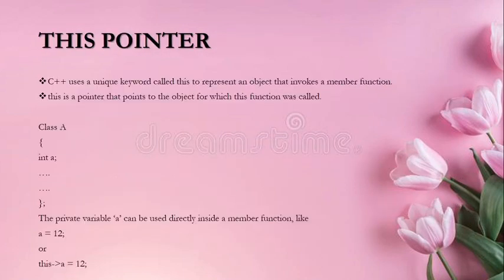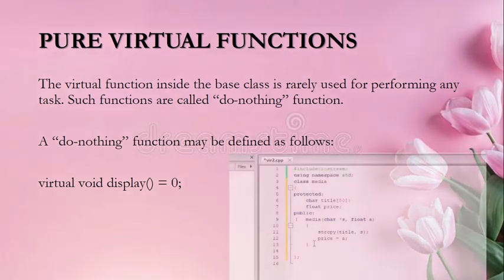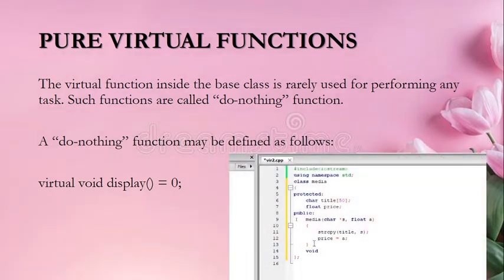First, we see about pure virtual functions. The virtual function inside the base class is rarely used for performing any task. Such functions are called do-nothing functions. If you remember in the previous video, when we did the last program for dynamic binding, we used an overriding function called void display.